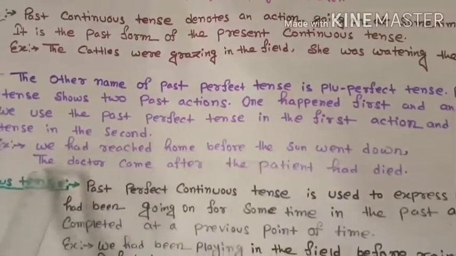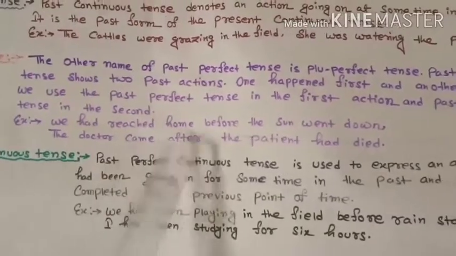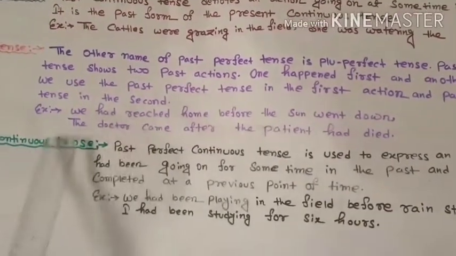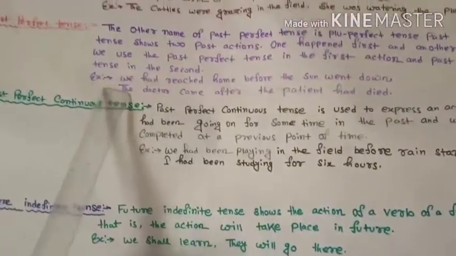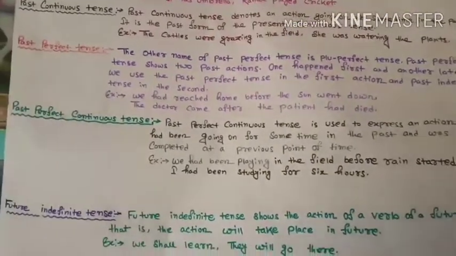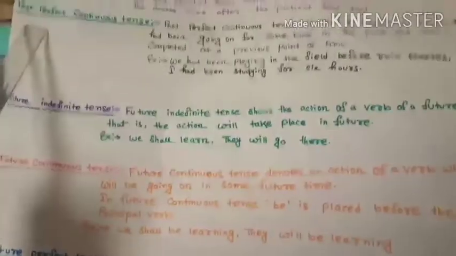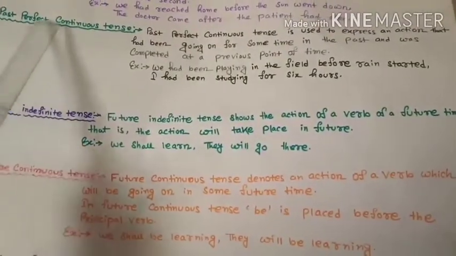And next example, the doctor came after the patient had died. So these are the examples of past perfect tense. Okay, now come to the fourth one. It is past perfect continuous tense.